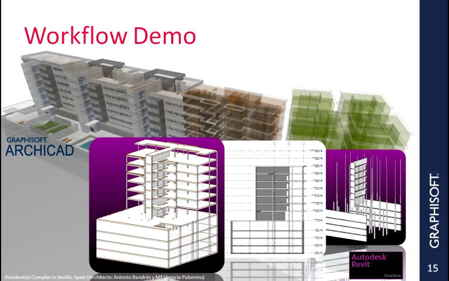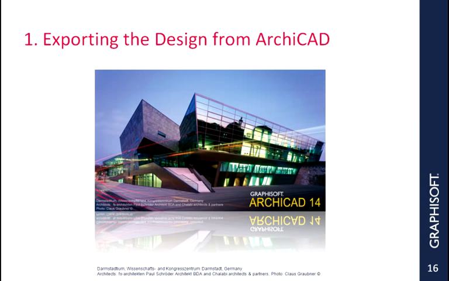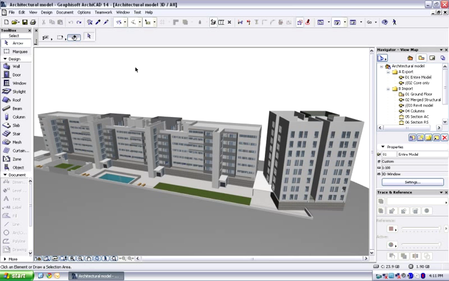Let's see the previously described workflow in practice. We will be using a 32,150 square meter residential building complex in our presentation. Exporting the design from ArchiCAD. Let's start with the architectural design model developed in ArchiCAD. Here you can see the entire architectural model, including all the load-bearing as well as the non-load-bearing elements.